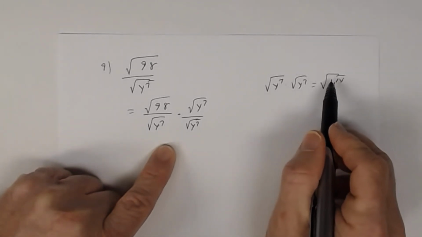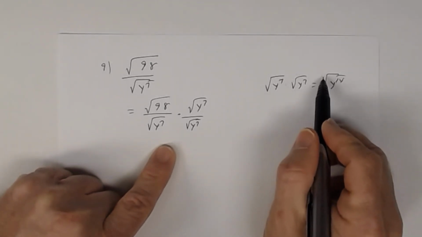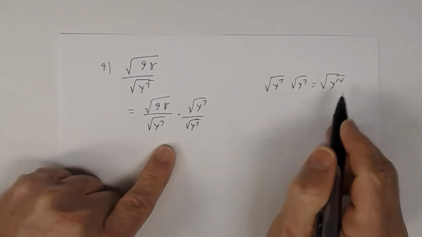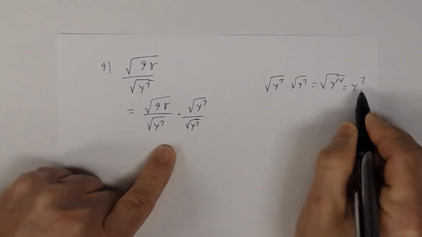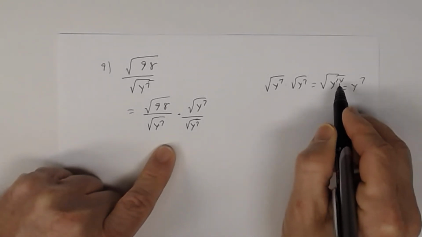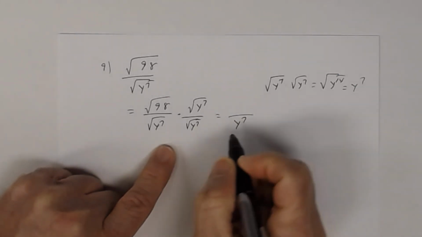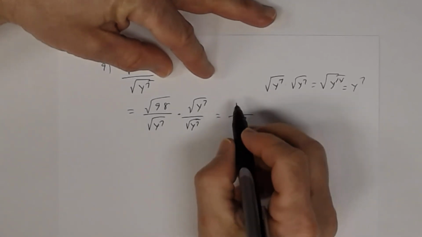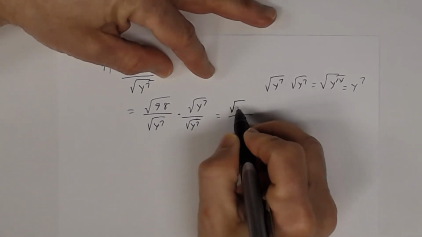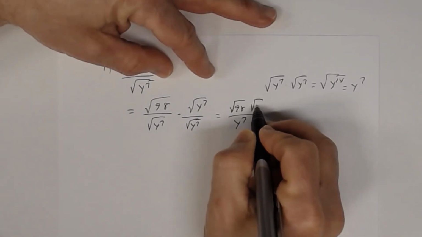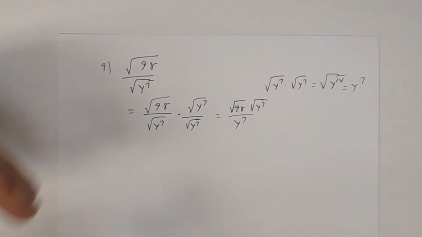And then I can simplify this very easily because 14 is divisible by the index, which is 2. So that's y to the 7th. Kind of makes sense because y to the 7th times itself is y to the 14th. All right, so that's y to the 7th down here. And then the numerator becomes the square root of 98 times the square root of y to the 7th. And I'm going to leave it like that for right now so we can have a discussion.